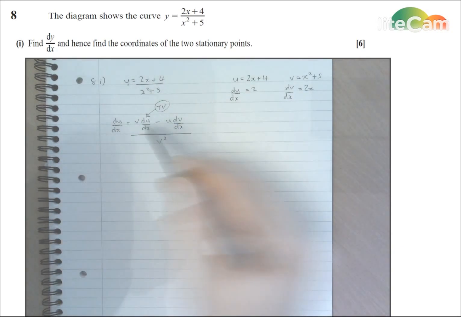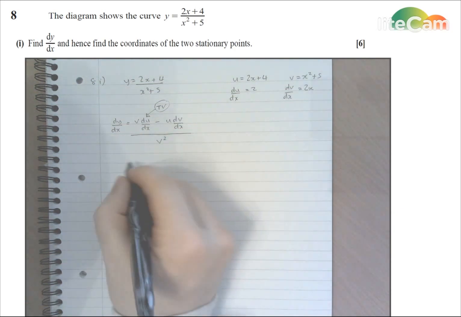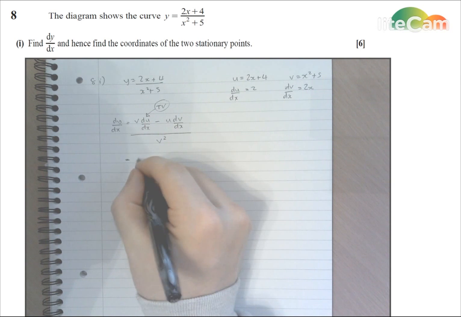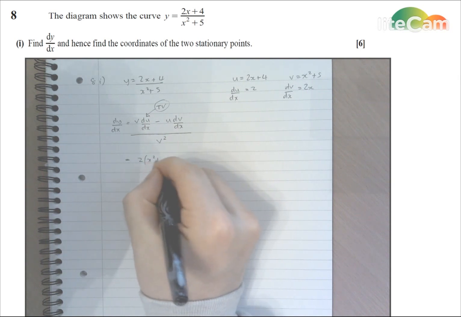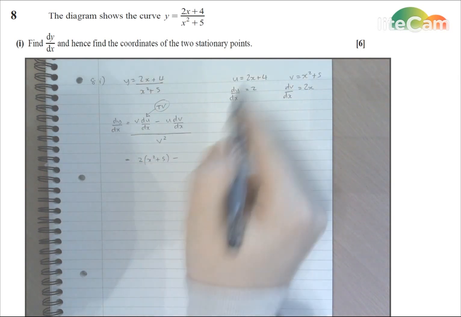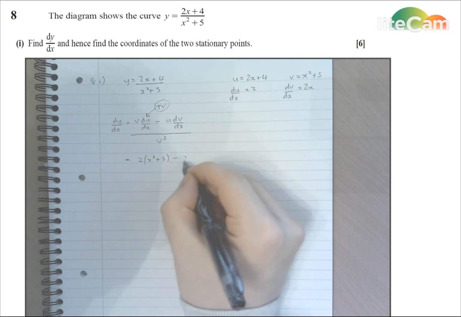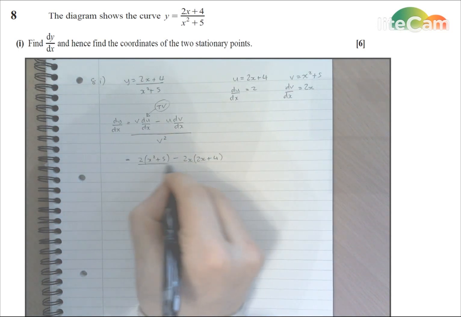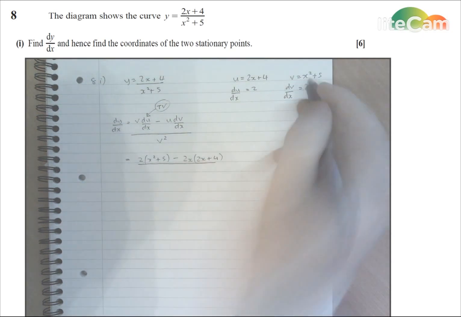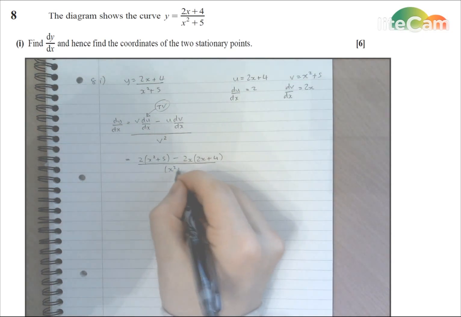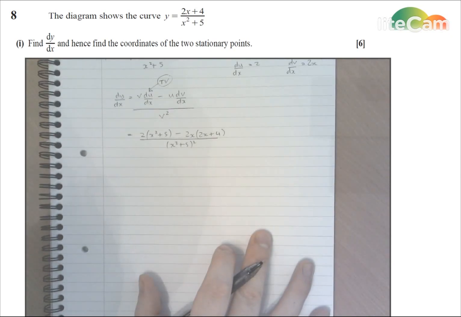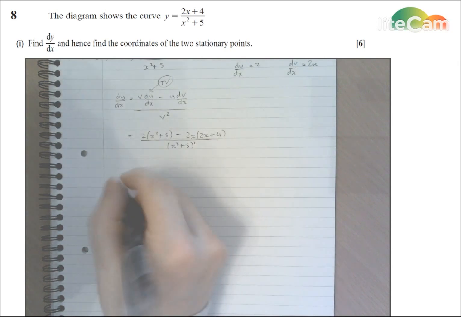So all I've got to do now is substitute these numbers into this formula. So v du/dx, that's going to be this multiplied by this, so 2 lots of (x squared plus 5), minus u dv/dx, so this times this, all divided by v squared, so (x squared plus 5) squared. Differentiating done.